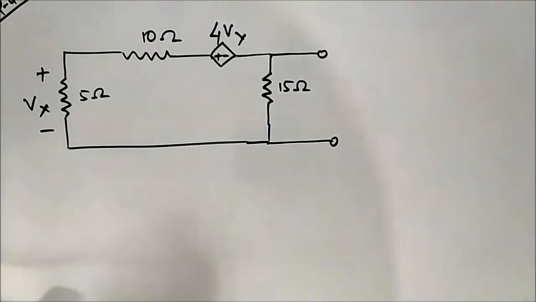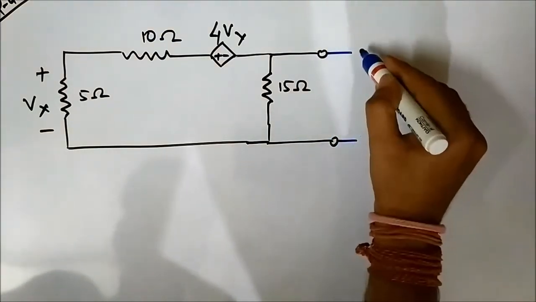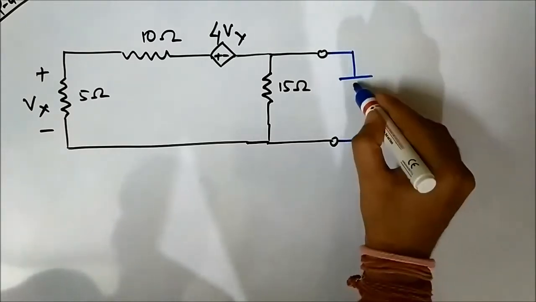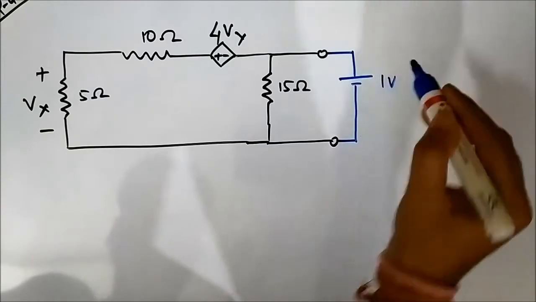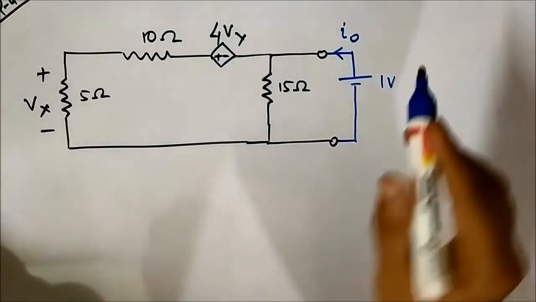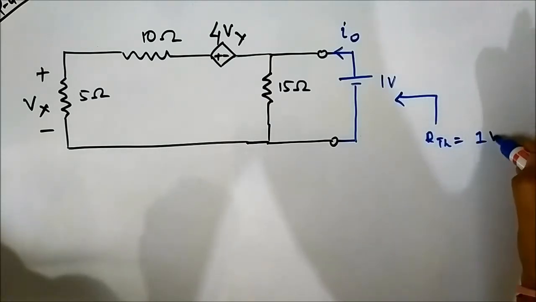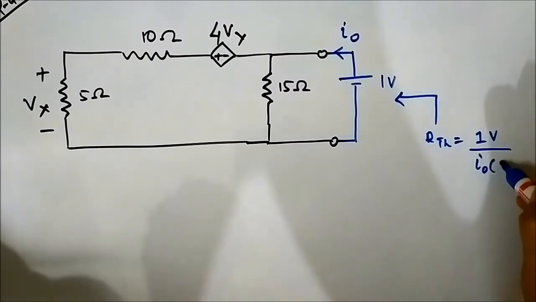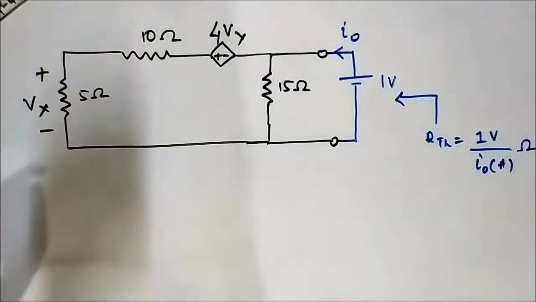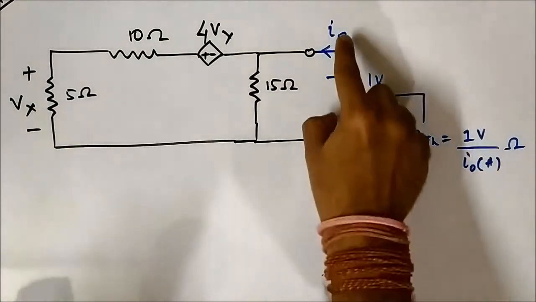So here there are no independent voltage and current sources, so no need to deactivate anything, short circuiting or open circuiting. So here what we'll do, we will excite the circuit with our own independent source. So let us connect a 1 volt voltage source and let us find the current supplied by it. Then RTh will be 1 volt by I0 in ampere, or whatever be ohm. RTh will be this 1 volt by I0. So our main objective here is to find I0.